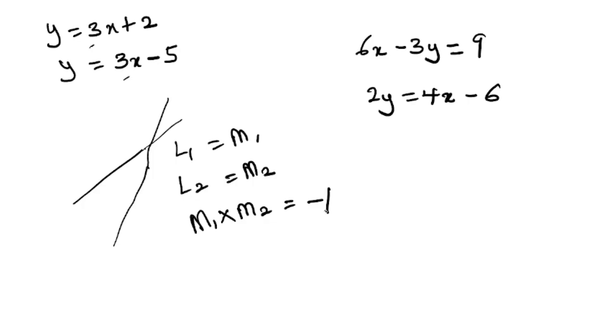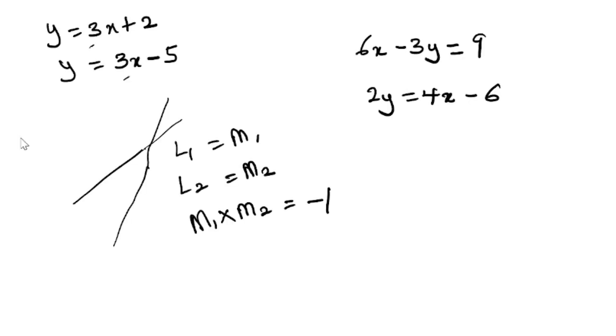They are not parallel, they are intersecting. But if they are intersecting and you multiply their gradients and you get -1, then we say those two lines are perpendicular. But if you multiply and you don't get -1, then they are just intersecting. They are not perpendicular. Do you get it? Yes. So we are going to look at some examples of such cases.